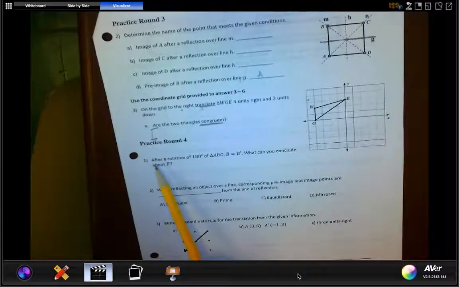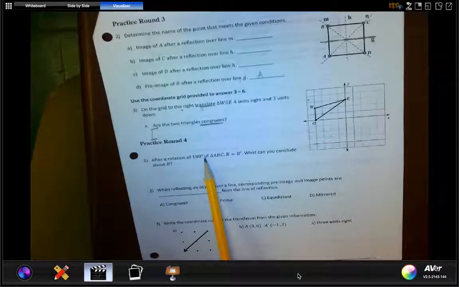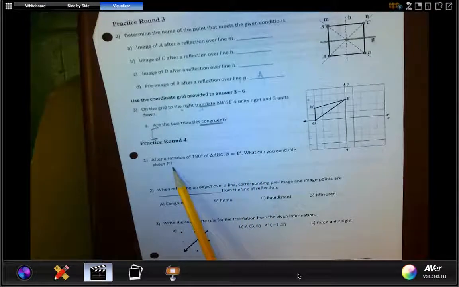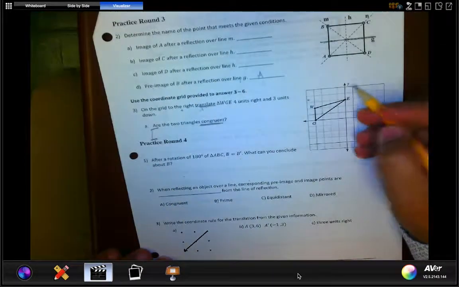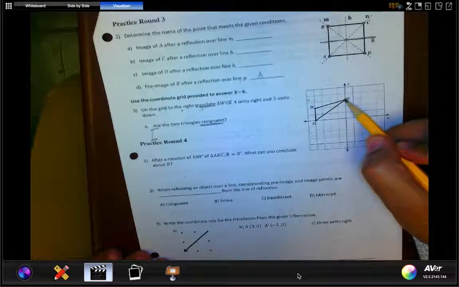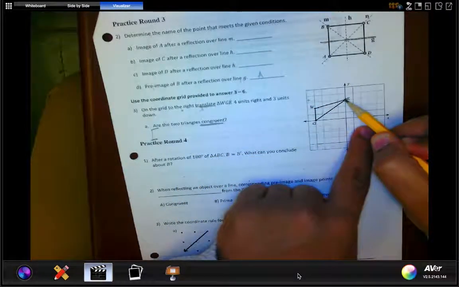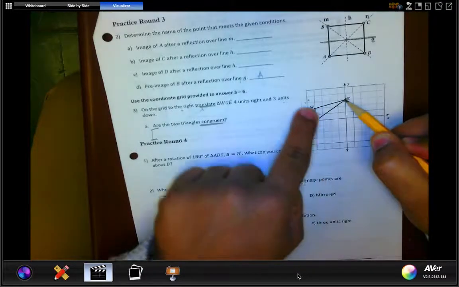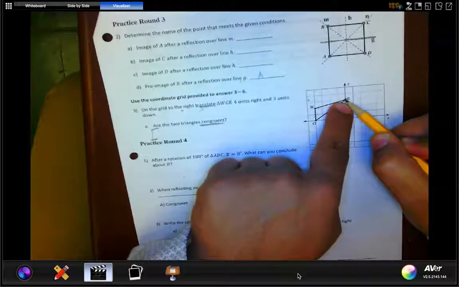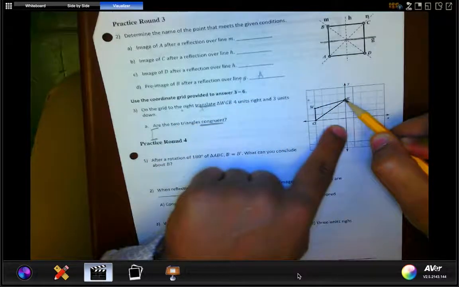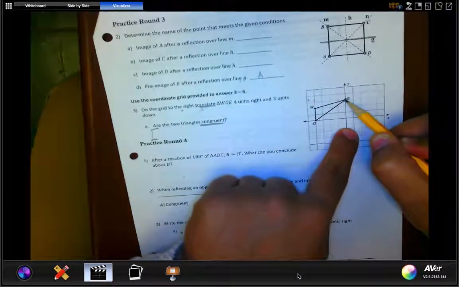So now, this question. After a rotation of 180 degrees of triangle ABC, this is the result. B is equal to B prime. What can you conclude about B? Well, if I'm rotating a shape, pretend I'm rotating this figure around E. What are the points that are moving here? The only points that are moving are W and G. Is E moving? Absolutely not. If E is not moving, then E prime has to be right on top of E.